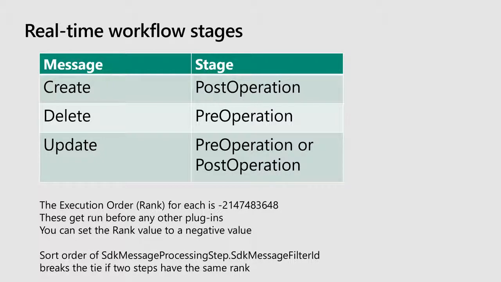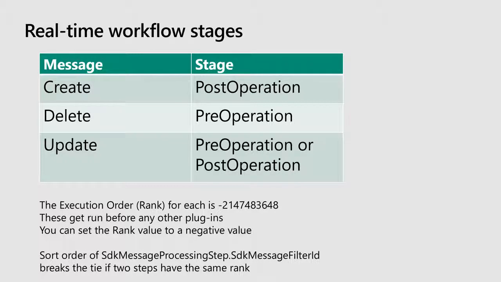What you might not know, and I will document this as soon as I get back, some people may have guessed it, but if you take a look at the execution order of these real-time workflows, you'll see that the value is set to the minimum value of an integer. So you can set the execution order to be positive or negative values, and the lower value will be executed before any other. So this means that real-time workflows run before your plugins. So that's another thing to keep in mind, and this is set by the workflow designer, and you can't change it.